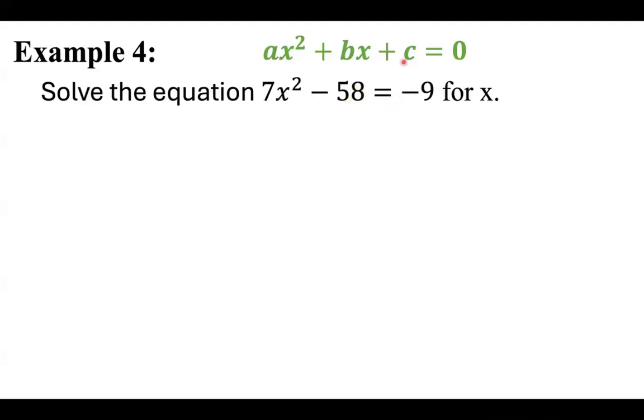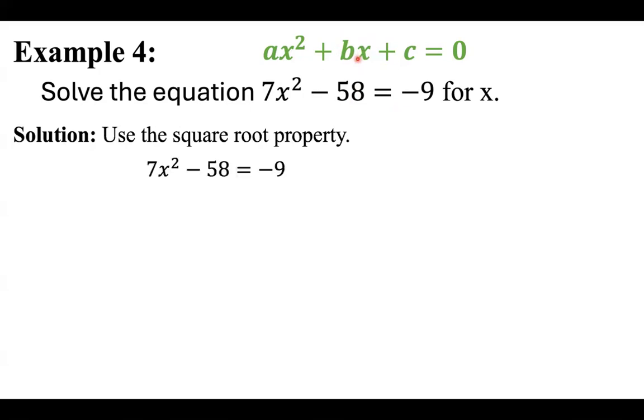So the best way to solve this type of problem is to use the square root property. So whenever the bx term is not there, use the square root property, right? So how do we use the square root property? Well, try to isolate the x squared term. So move the constant over to the other side by adding 58. You get 7x squared equals 49. Divide both sides by 7.